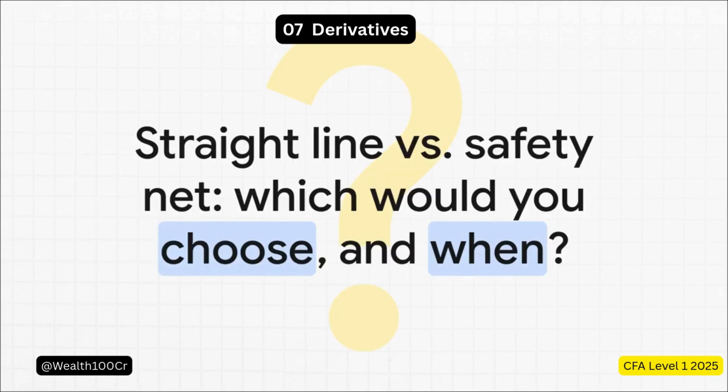This is the most important question for you to think about after our class today. One is a straight line, and the other is a safety net. Now that you understand the difference, when would you choose the firm promise, and when would you prefer to pay that small premium for the flexible choice with a safety net? Think about that.